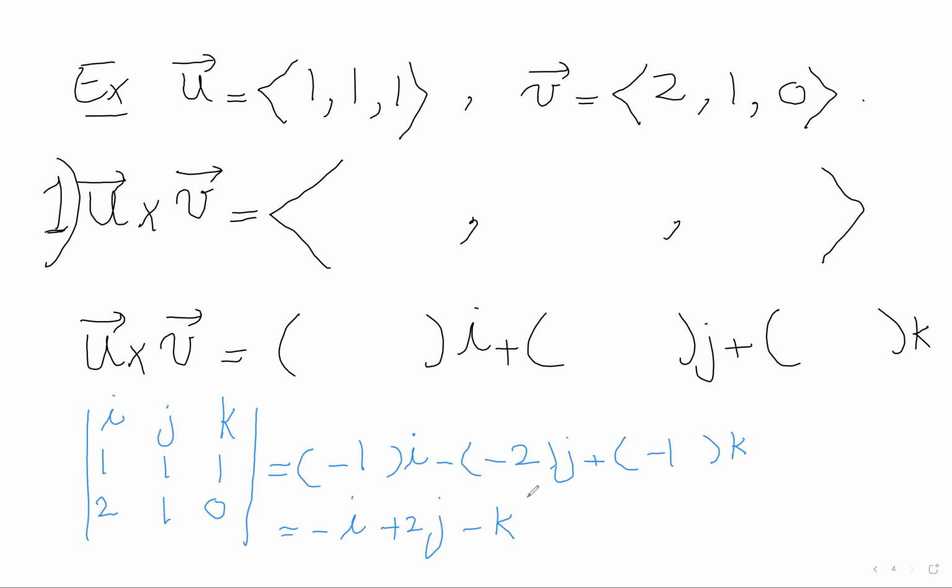So if I want to respond in the first format, minus 1 goes to this spot, 2 goes there, and minus 1 here. In that format, we don't use i, j, k. In the second form of showing the result, it is minus 1i, so minus 1 here, 2j, and minus 1k.